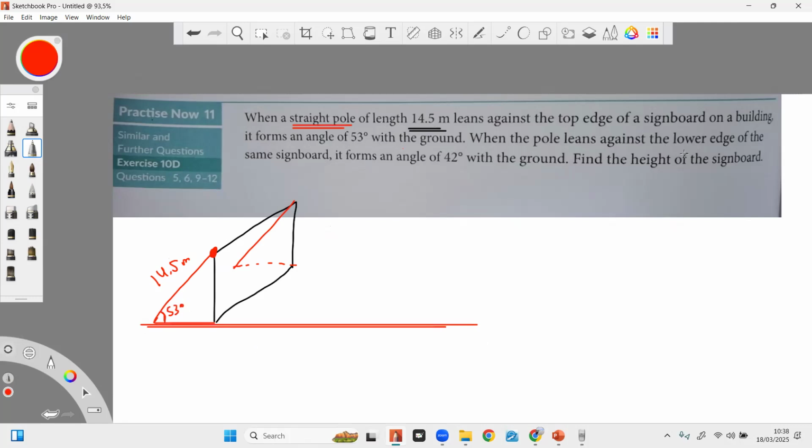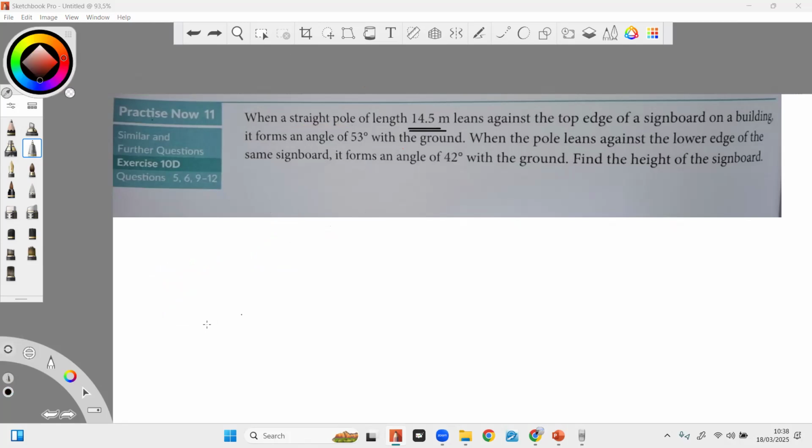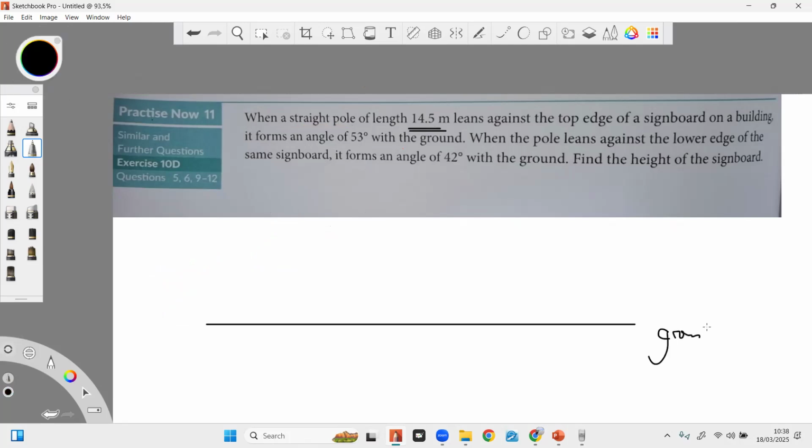When the pole leans against the lower edge of the same signboard, okay, I draw it on the other position. Wait. So imagining it in a three-dimensional shape. This is the ground. Okay, this is the same signboard. 3D, right? Or you can do like this. This is a signboard, and we have a vertical pole, straight pole, I mean, 14.5. The same 14.5 here, right? It forms an angle of 53 degree.